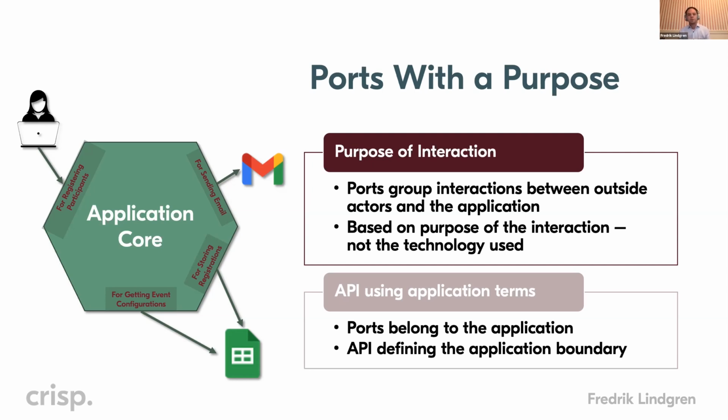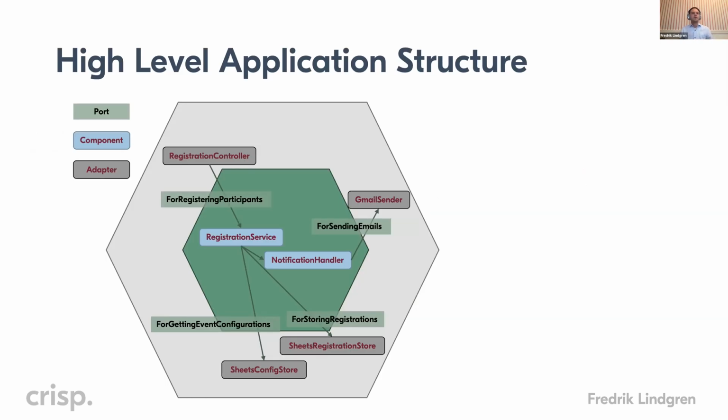And then the ports should also be using application terms. They shouldn't be about the technology. They should be about the system, well, the logic that you're building. So, in practice, our application has these 4 ports. It has 2 major, important components on the inside: a service that implements the port for registering participants, and a notification handler for sending emails. So it's a really simple thing.